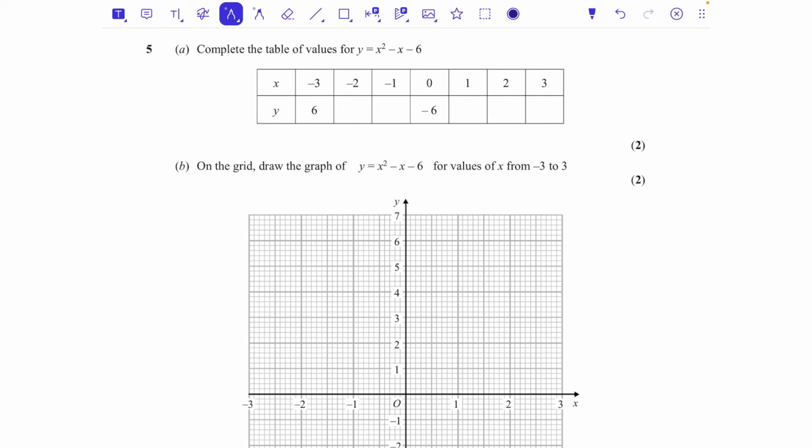Question number 5. Complete the table of values for y equals x squared minus x minus 6. Now this is a calculator paper, so you can do a table of values in your calculator if you have a fancy enough calculator, or I think the easiest thing to do is just to use brackets. So in your calculator, type bracket bracket squared minus bracket bracket minus 6, and don't hit equals just yet.